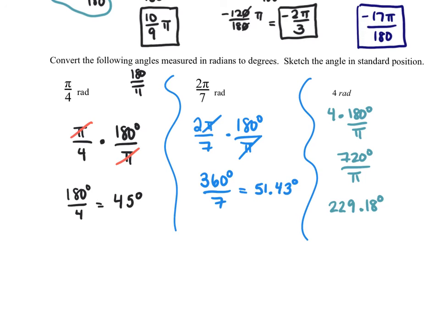So measuring angles is very important. Knowing how to go from DMS to regular form, being able to go from radians to degrees is very important, as this is always kind of the first step when you're looking at some of our trigonometric problems we will encounter.